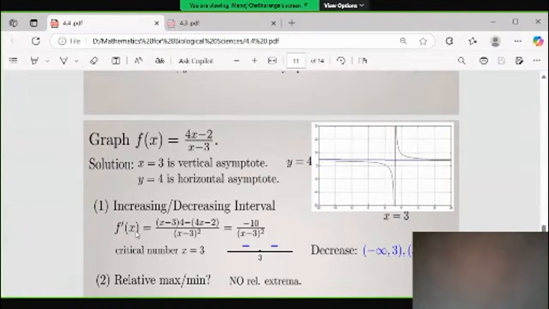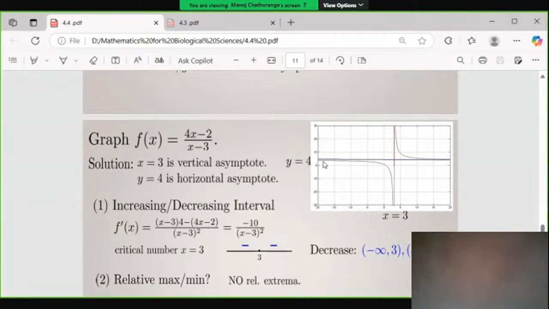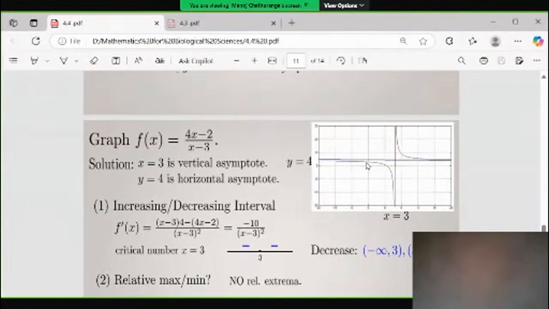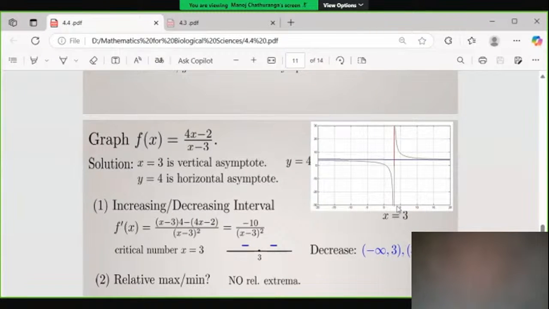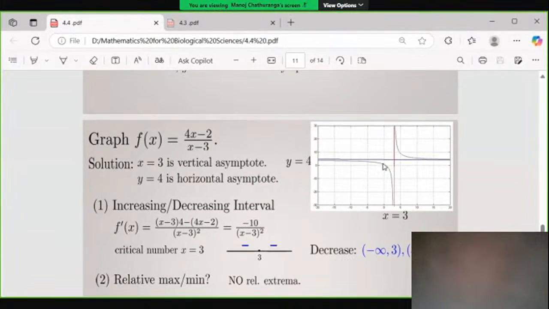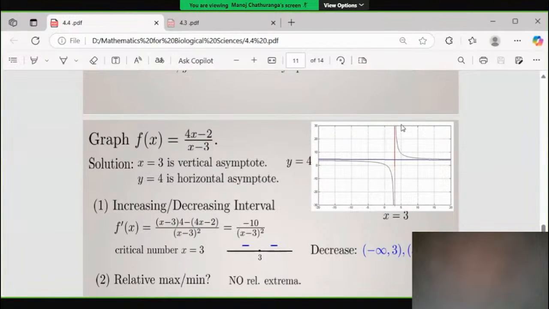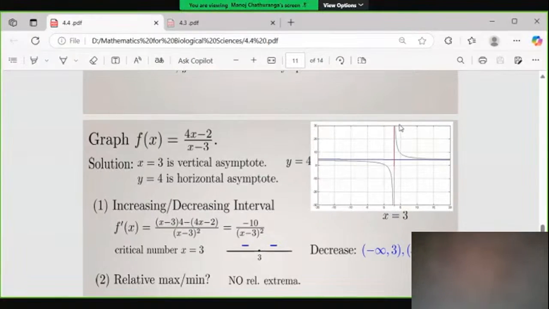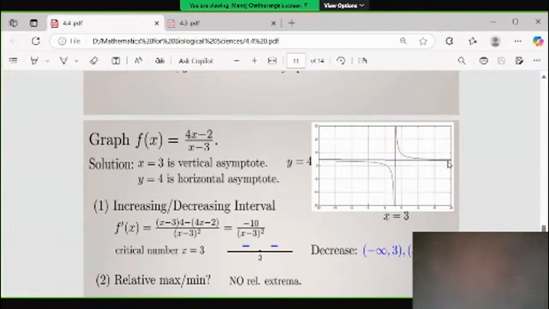So the derivative is always negative. That means the function is always decreasing. See, it starts from a relatively small negative number, then the negative value increases. Negative value increases means the function is decreasing. At 3, something interesting happens. The function goes to negative infinity as we approach 3 from the left hand side, and then it jumps to positive infinity. Then again it starts decreasing and reaches y equals 4. It decreases down to 4.